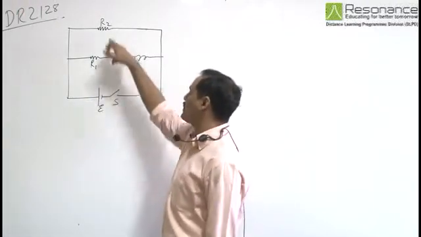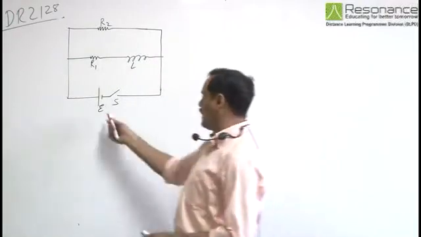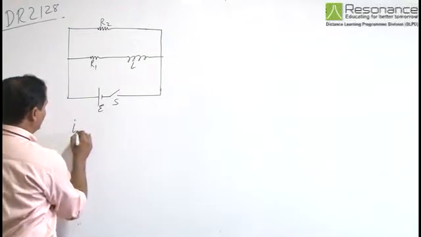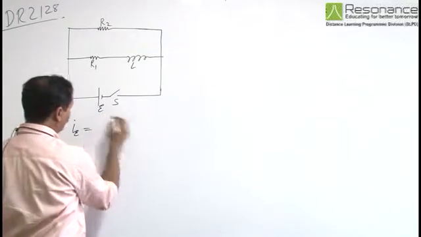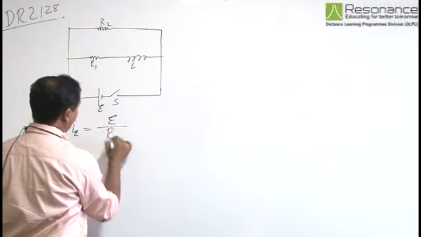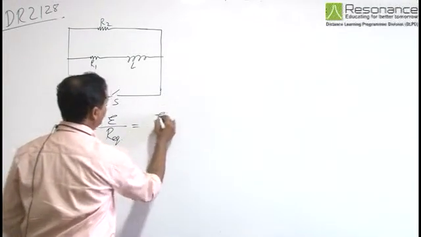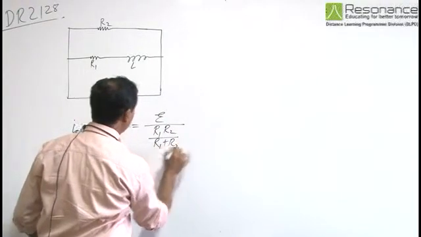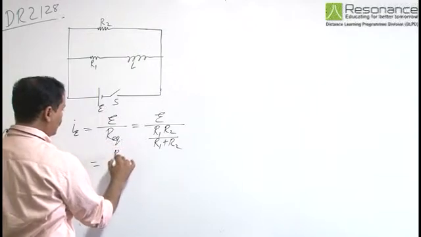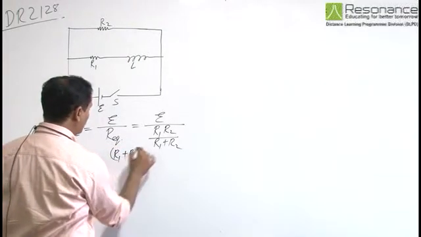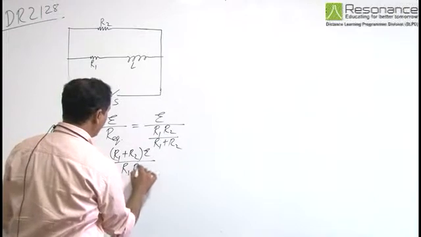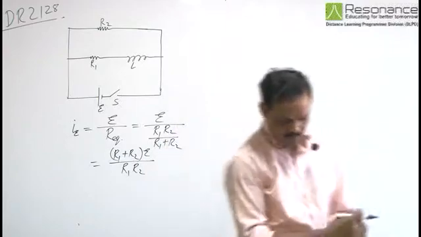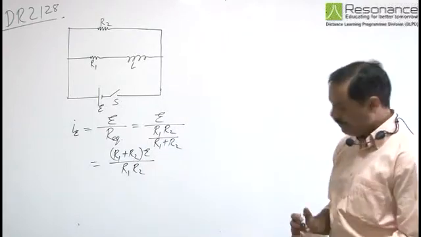So there are two resistors R1 and R2 in parallel. So the current through the battery, I through the battery, is equal to the EMF E by the equivalent resistance, that is E by R1 R2 by R1 plus R2, or that is equal to (R1 plus R2) E by R1 R2. This is the current through the battery a long time after the switch is closed.